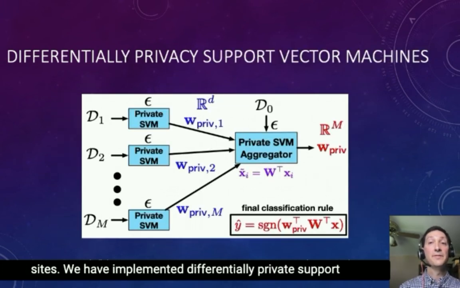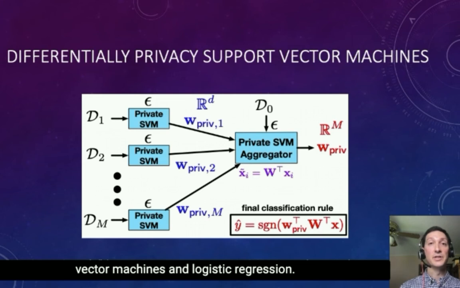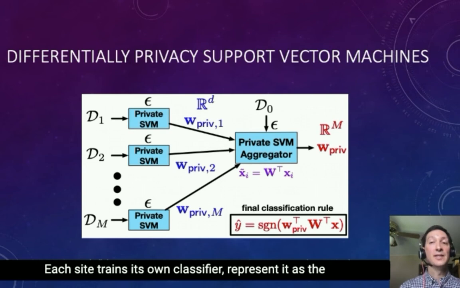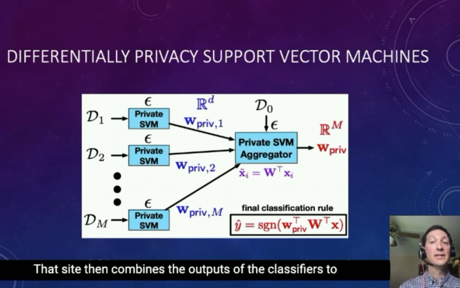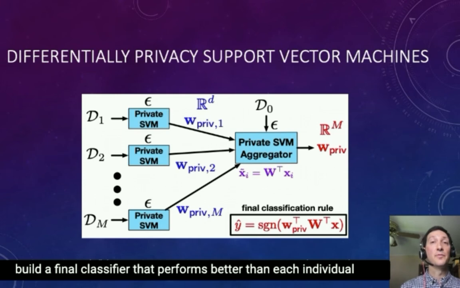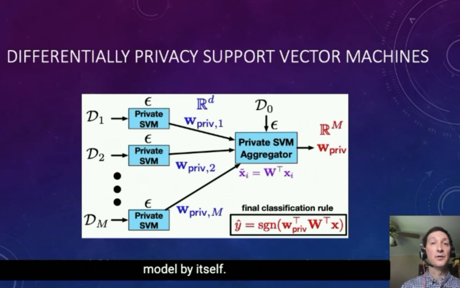We have implemented differentially private support vector machines and logistic regression. Each site trains its own classifier, represented as the W vector in the figure, and sends it to a private aggregator. That site then combines the outputs of the classifiers to build a final classifier that performs better than each individual model by itself.